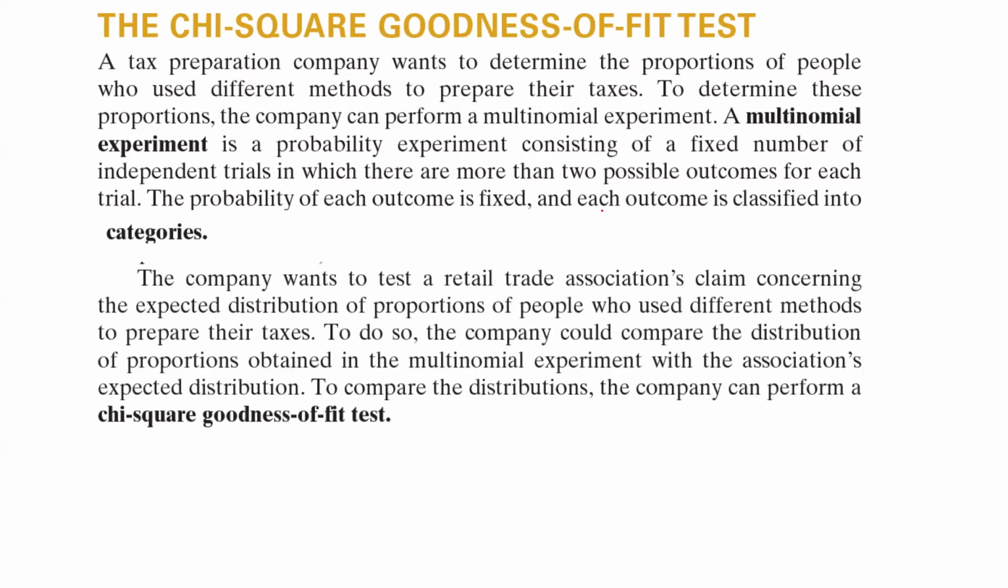The company wants to test a retail trade association's claim concerning the expected distribution of proportions of people who use different methods to prepare their tax. So they're going to run some tests. To do that, the company could compare the distribution of proportions obtained in the multinomial experiment with the association's expected distribution. To compare the distributions, the company can perform a chi-squared goodness of fit test.